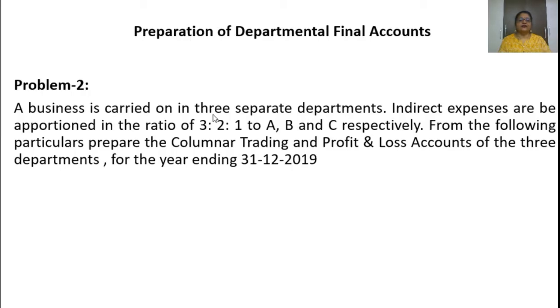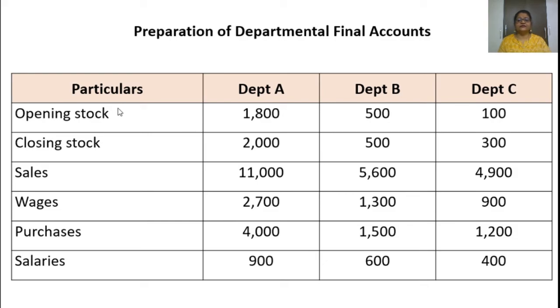A business is carried on in 3 separate departments. Indirect expenses are to be apportioned in the ratio of 3:2:1 to A, B, C respectively. So you don't have any tension to see which ratio will be taken for which expense. From the following particulars prepare the columnar trading and profit and loss account of the 3 departments for the year ending 31/12/2019.